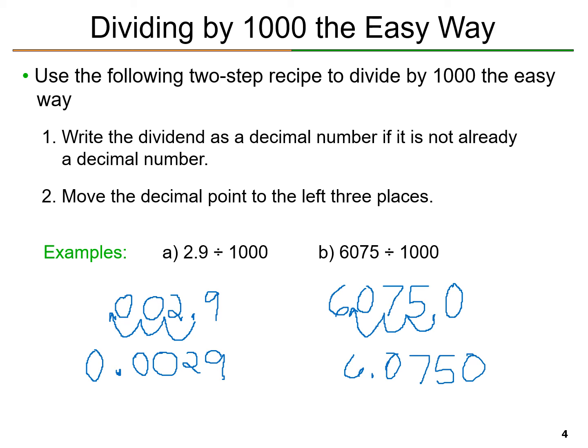6.0750. Again, unless we're worried about precision, this 0 doesn't do us much good. So let's erase it. So we see that 6,075 divided by 1,000 is 6.075.